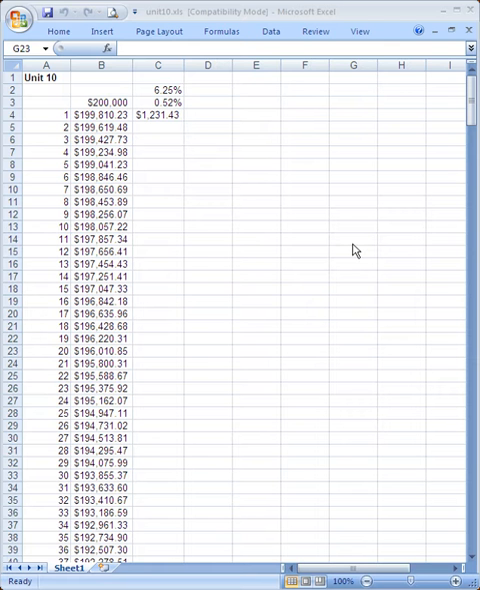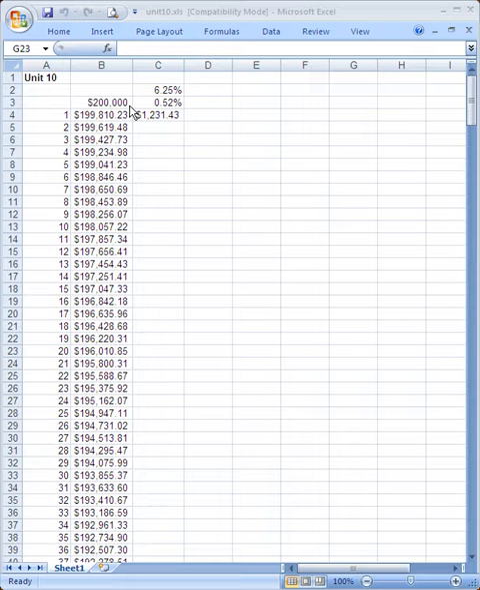Here's a copy of the spreadsheet we developed for the main question in Unit 10. We have a $200,000 mortgage at 6.25%. But 6.25% is not what we'll actually be charged. It's the simple interest that will be divided by 12 to give us a monthly interest rate of 0.52%.